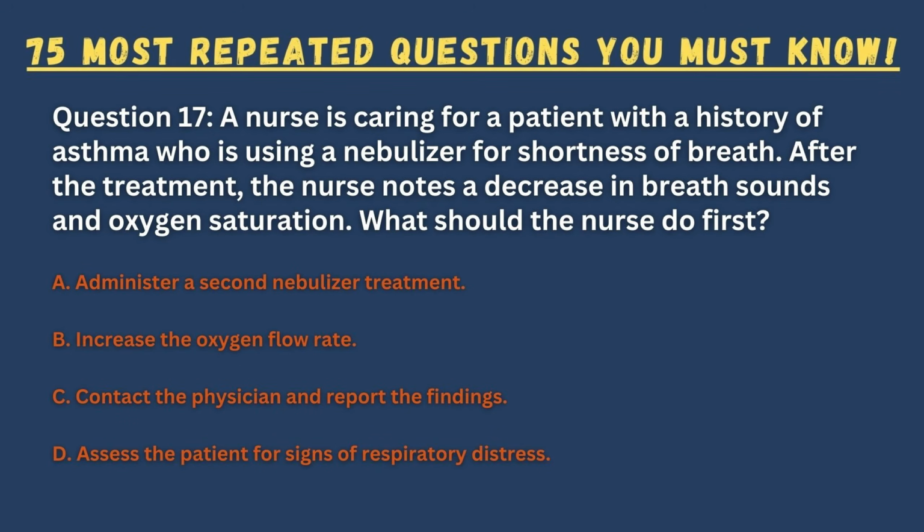Question 17. A nurse is caring for a patient with a history of asthma who is using a nebulizer for shortness of breath. After the treatment, the nurse notes a decrease in breath sounds and oxygen saturation. What should the nurse do first? A. Administer a second nebulizer treatment. B. Increase the oxygen flow rate.